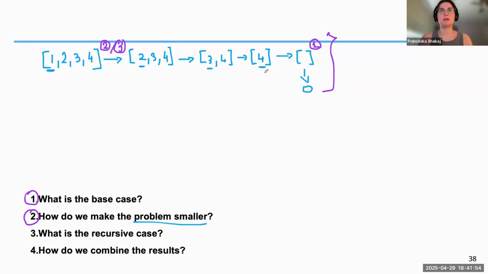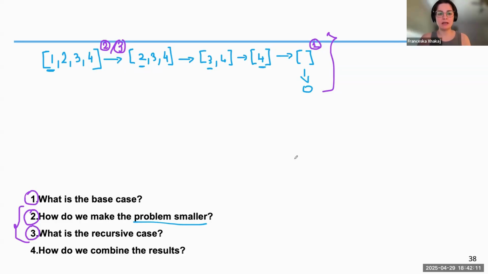So this 0 is going to be passed to 4. That is going to be passed to the other one, be passed to the other one, be passed to the other one, right? So effectively, by identifying how to make the problem smaller, I have also identified what my recursive case is. Now that I have this 0, this is going to be returned over and over again.